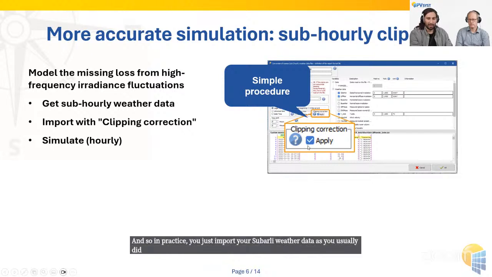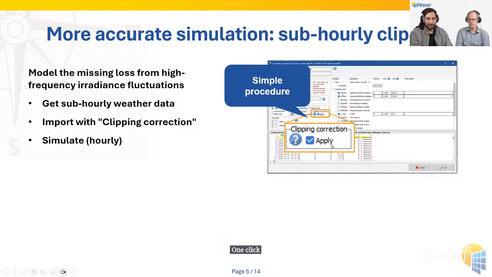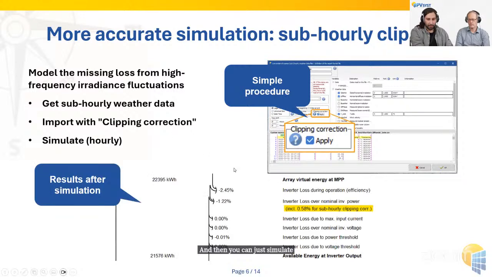And so in practice, you just import your sub-hourly weather data as you usually did, but just adding 1 click more on clipping correction. Then you can use your weather file, your MET file, and then you can just simulate, and the results will show an extra loss that will accompany the usual clipping loss. You will see that this clipping loss may increase when using this feature, and we will tell you what's the part that was attributed to that sub-hourly irradiance fluctuation.